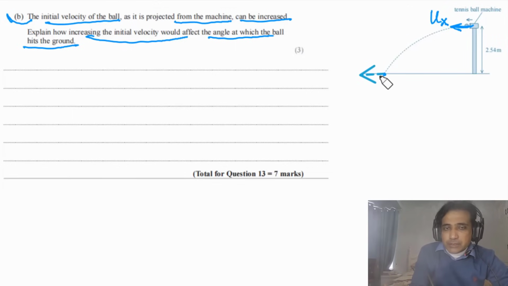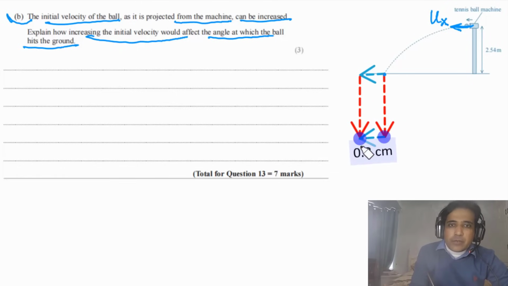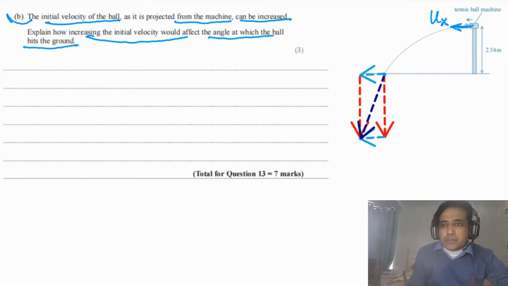So at one instant we can say horizontal component of velocity is equal to this, and at that instant we can also consider vertical component of velocity. So let's say this is vertical component of velocity. We can find the resultant of these two. So simply we can draw this arrow here, and we can find out the resultant velocity when it strikes the ground. So this is representing resultant velocity.